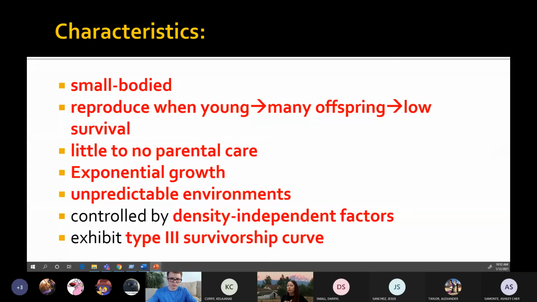And then we'll talk about the 3 different types of survivorship curves in a minute, but it's typically a type 3 survivorship curve.